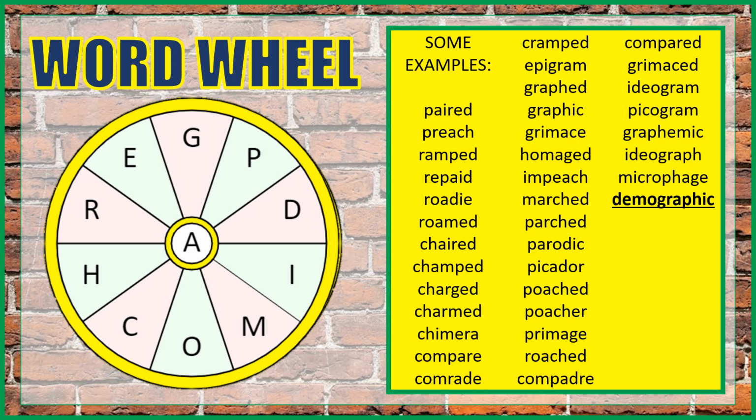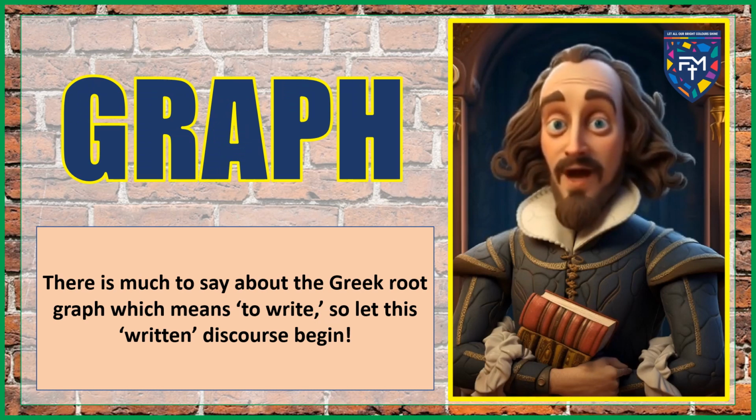Okay, the word that uses every single letter in the word wheel is demographic. Count up your scores and see who got the most words today. Right, today we're going to look at a new morpheme. Today's morpheme is graph. There's much to say about the Greek root graph, which means to write, so let this written discourse begin.